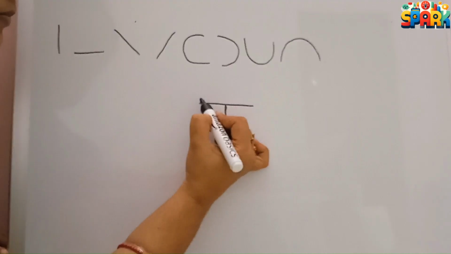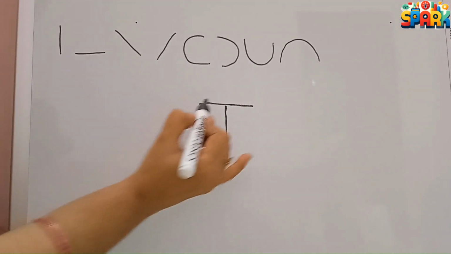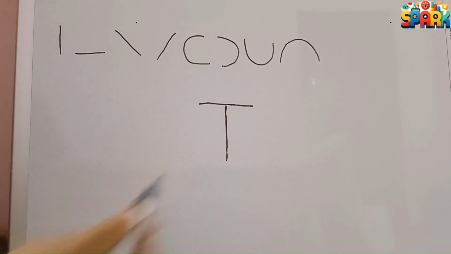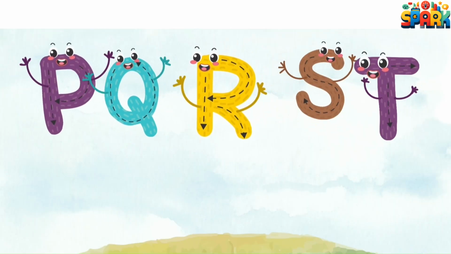Trace it slowly. No need to rush. Take your pencil and paper and trace the letter T. Now let's see three words that start with T. Tiger, tomato, tortoise. Great work, children.